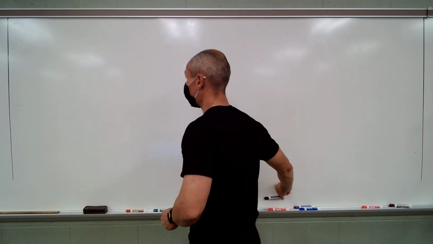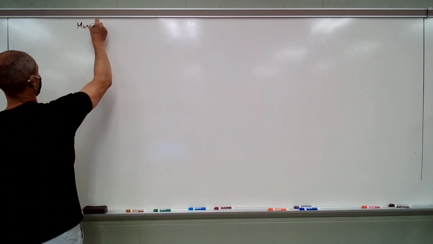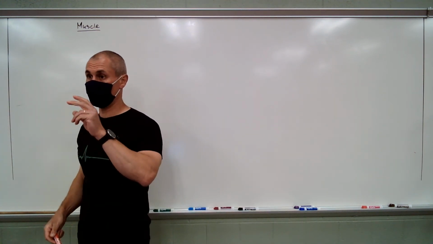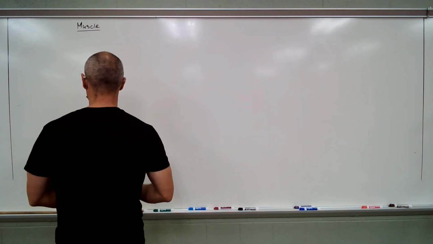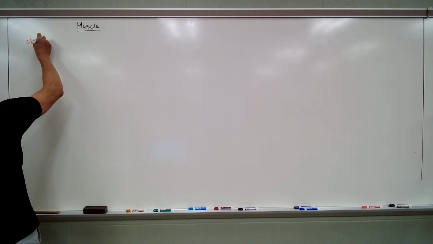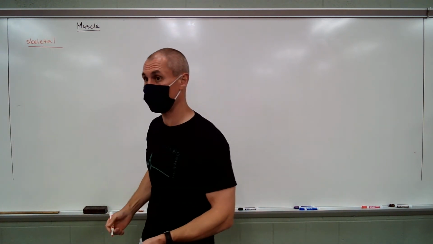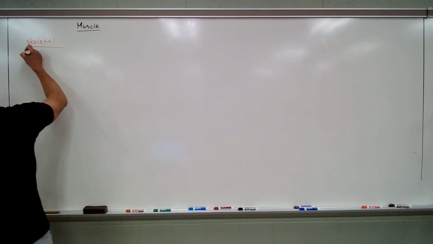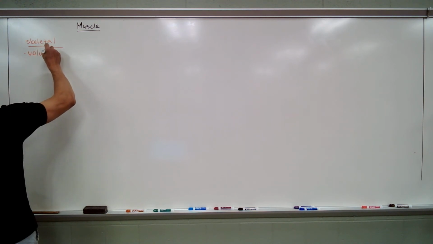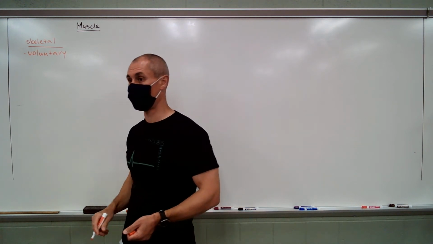Muscle tissues. Three types, pretty straightforward. We're going to start with the skeletal. So what are defining features of the skeletal muscle? It's the only muscle type that is under voluntary control.